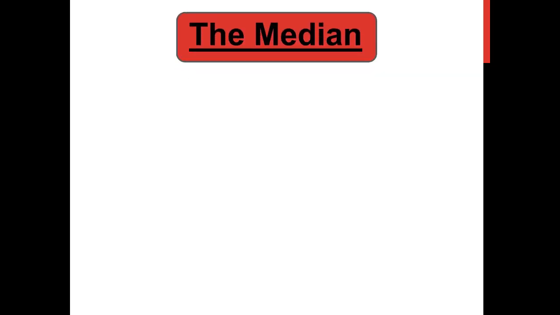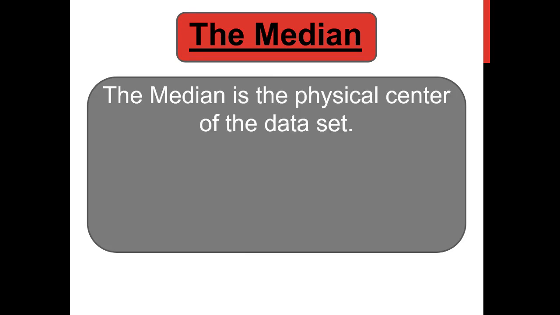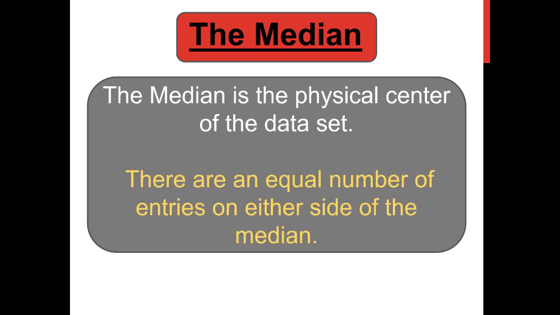So let's recall our definition of the median. The median is the physical center of the data set. There are an equal number of entries on either side of the median. So the median is the data value that's right in the middle, as long as we've arranged our data set in order from least to greatest.